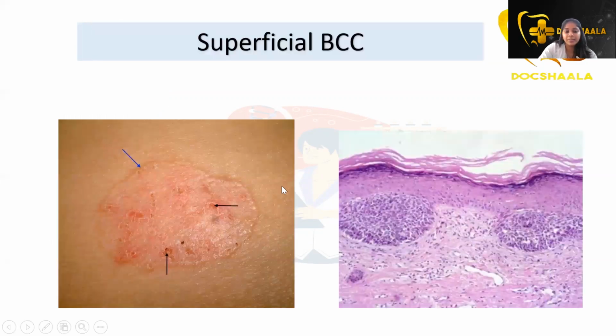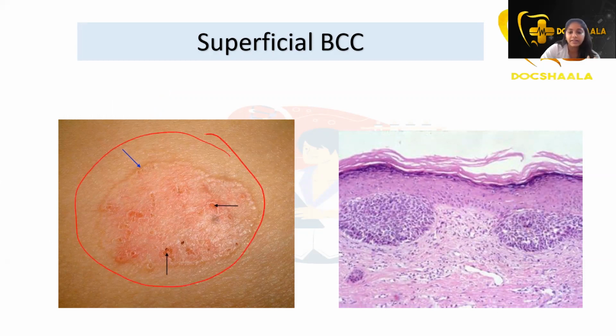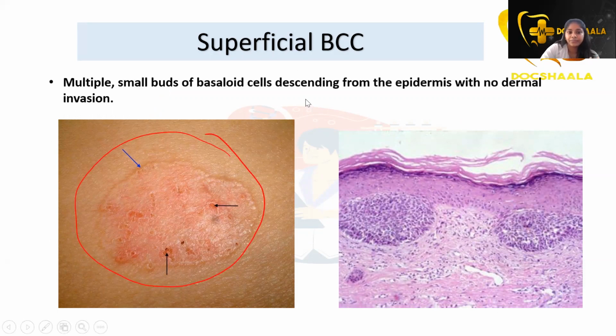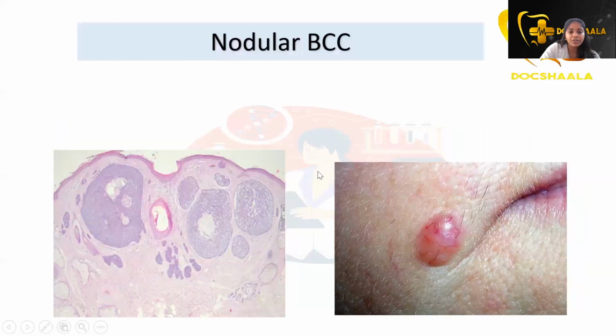So superficial basal cell carcinoma, by the name itself, you can say that it is superficially affecting the skin. As you can see in the image, it looks like a superficial crusting of the skin, right? And in the histopathology also, there are only small buds of basaloid cells from the epidermis with no dermal invasion. Dermal invasion cannot be seen. Okay, then coming to nodular BCC.